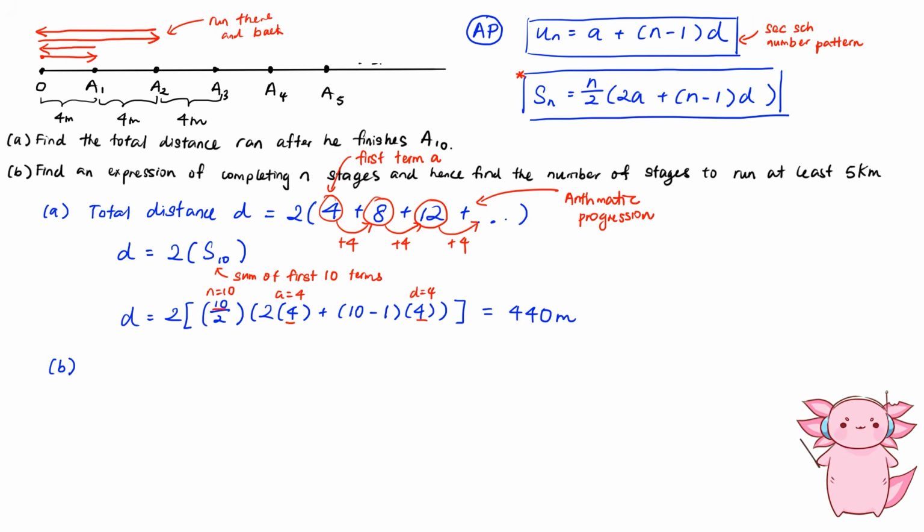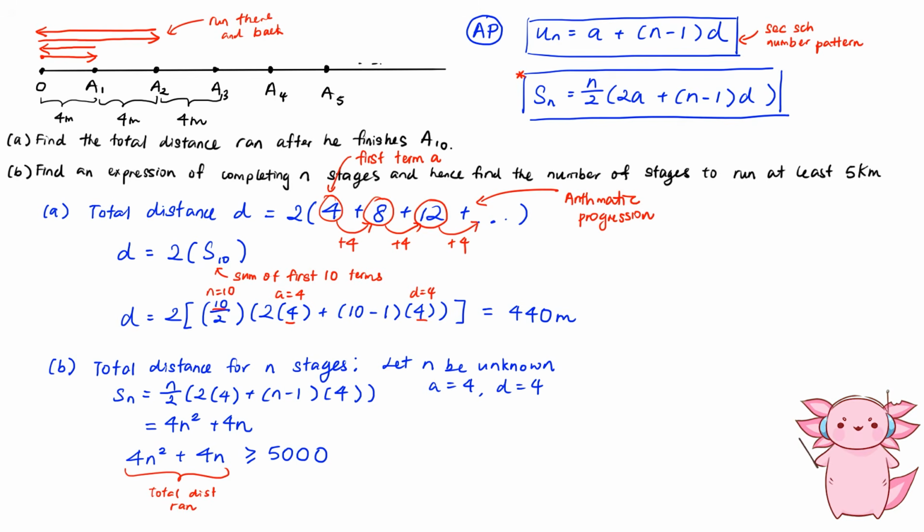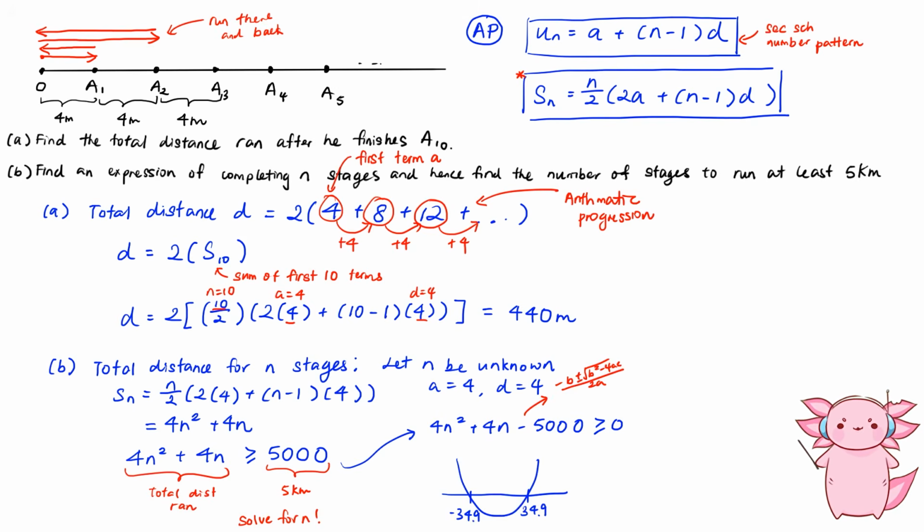To find an expression for the first n stages, we can use the same formula, subbing in a equals 4, but leaving n as our unknown over here, and we can get 4n squared plus 4n. The last step is to say that this distance has to be greater than 5,000, and we basically have to solve the inequality using the quadratic formula, and we can get n is greater than 34.9, and therefore the final answer is 35 stages.